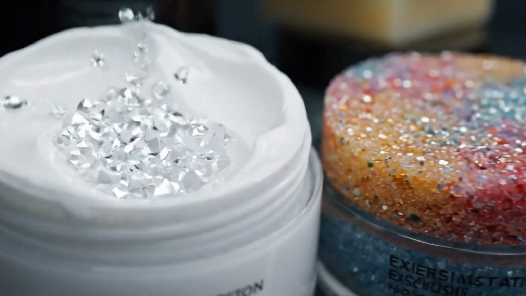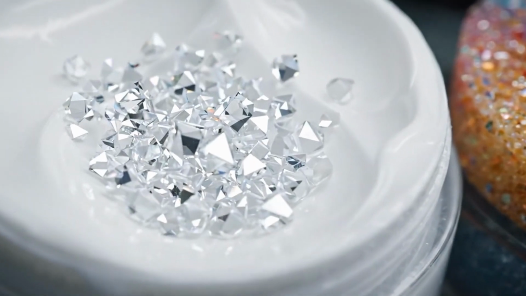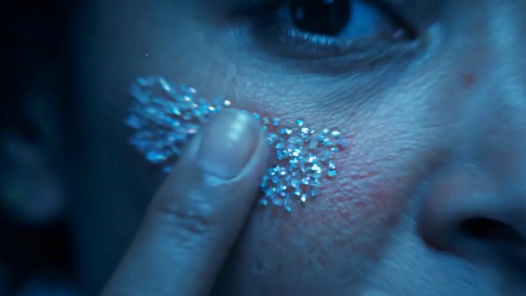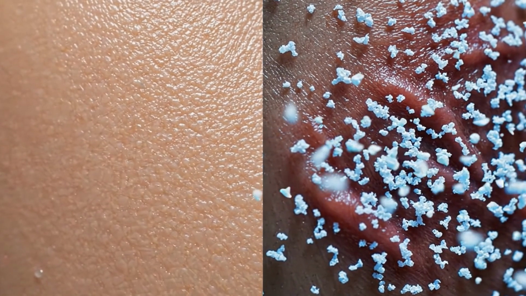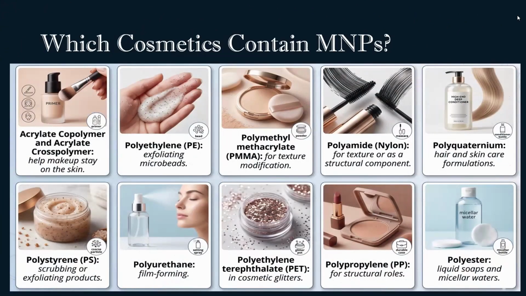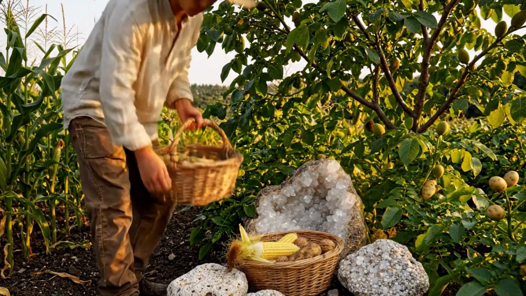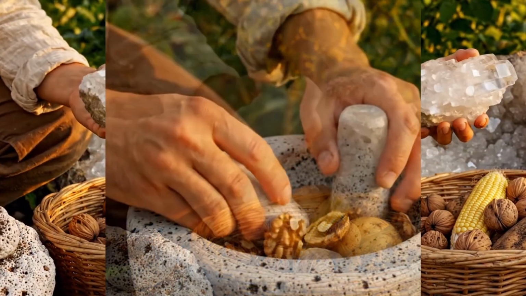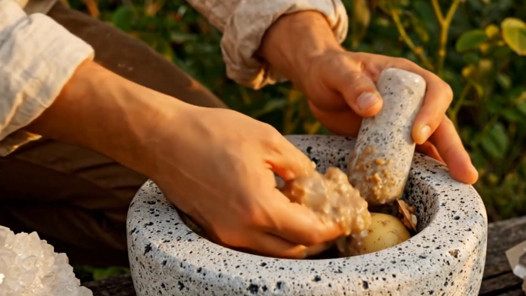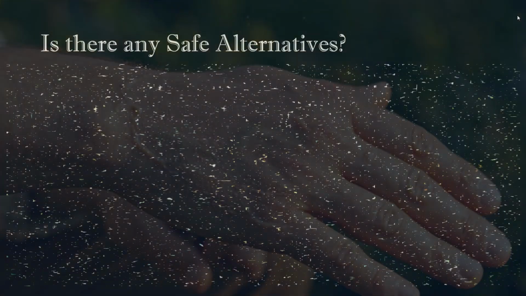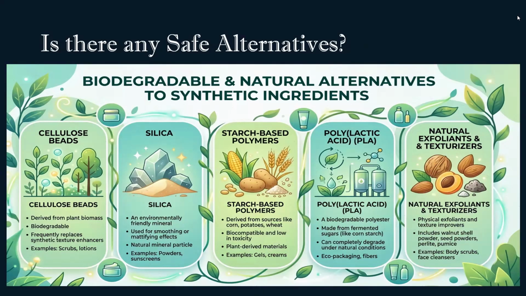Although personal care products and cosmetics account for less than 1% of the overall world micro and nanoplastic footprints, they still provide a direct route for skin exposure. Here is a list of the most common micro and nanoplastics that may be present in everyday cosmetics, and you may like to take a note of them so that you try to avoid cosmetics with these substances as much as possible. Fortunately, there are several safe alternatives to micro and nanoplastics in cosmetics and daily care products, including cellulose beads, silica, starch-based polymers, natural exfoliants, and texturizers.